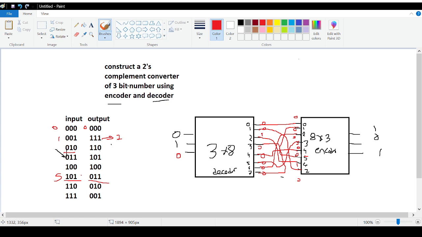So in this encoder, all the inputs are 0 except for 6. So my output will be the combination for 6, which is 1, 1, 0. So if I give 0, 1, 0, the output will be 1, 1, 0, which is the 2's complement for 0, 1, 0. Whatever I put here, I will get the 2's complement. But why did it happen? Because I have made the connections in this way. That's why this is how it will work.